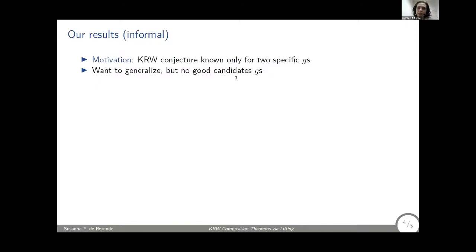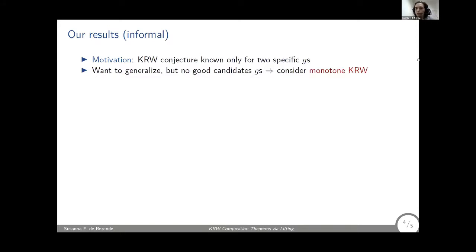And the problem here is that the way the KRW conjecture has been shown to hold, it requires a very good understanding of the depth complexity of the inner function. And there are not so many functions for which we do understand their depth complexity so well. So it seems that we don't have so many good candidates where we could try to extend the KRW conjecture. Well, at least not in the non-monotone world.